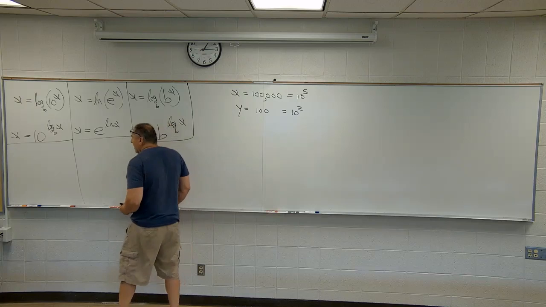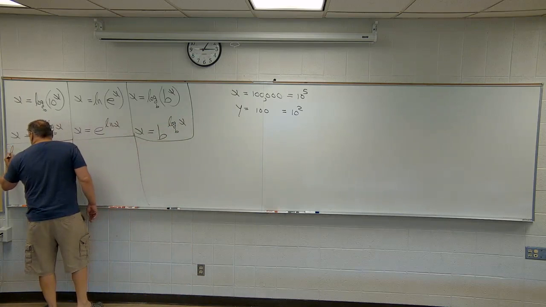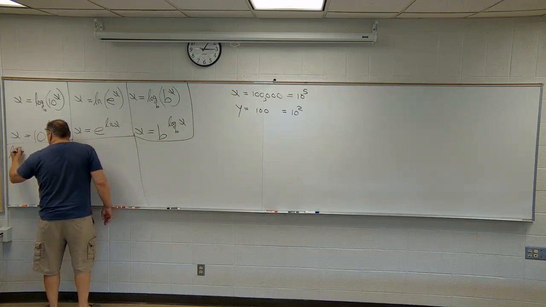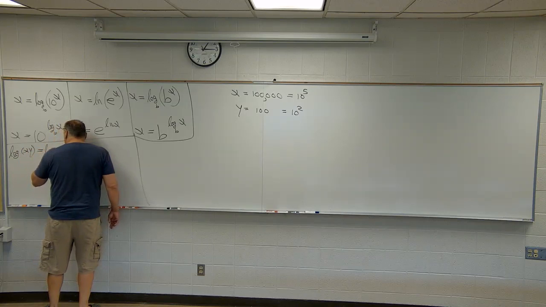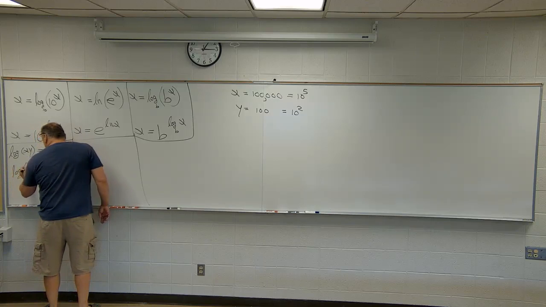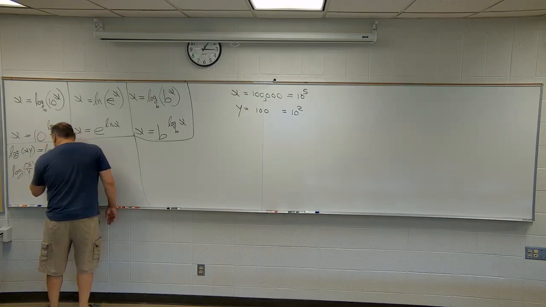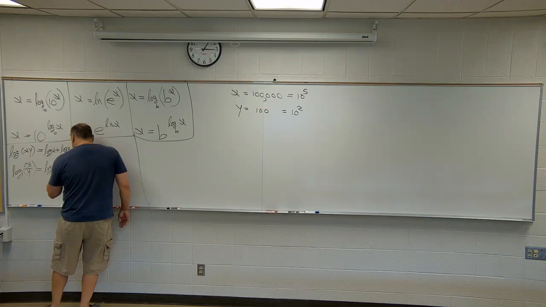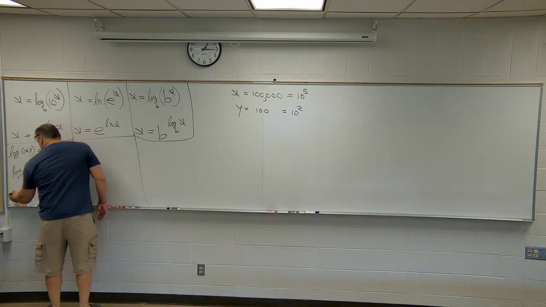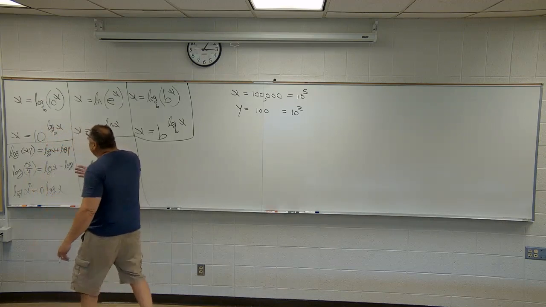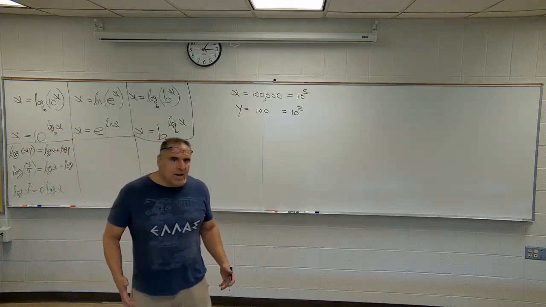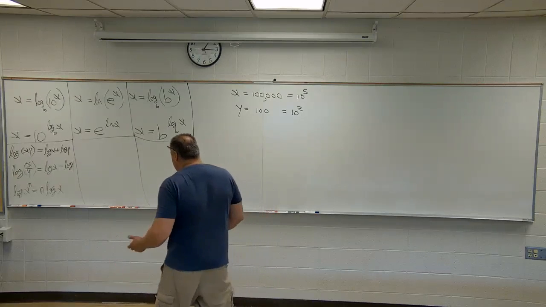I'll say this, I hope you feel okay about it. Let's say logarithm base 10. The logarithm of x times y is the logarithm of x plus the logarithm of y. The logarithm of x divided by y is the logarithm of x minus the logarithm of y. And the logarithm of something to an exponent is the exponent times the logarithm of that. Now, I'm going to get into this with you in a little bit. I just want to say it, though. There's a lot here.